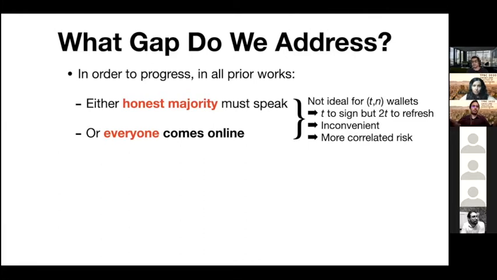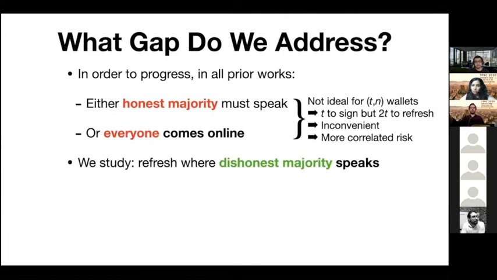And also this dilutes the assumption that the risk of compromise with each of these devices is uncorrelated, right? If an attacker knows that all devices are going to come online at the same time every day, that creates a new attack surface. So we study proactive refresh where only a dishonest majority of participants has to speak, right? The correct definition for this is a bit subtle. Ideally, we would want if there are T parties to sign, then also T parties to refresh, and this creates some complications when there's a dishonest majority.